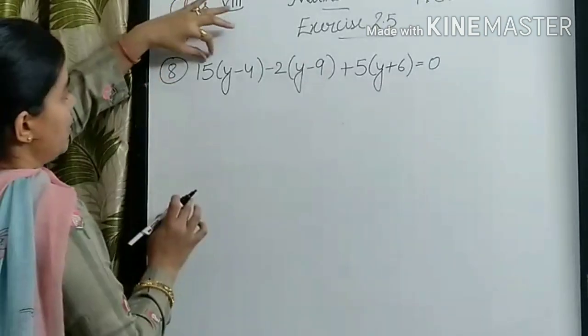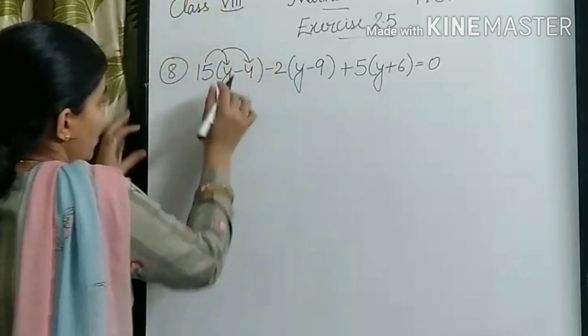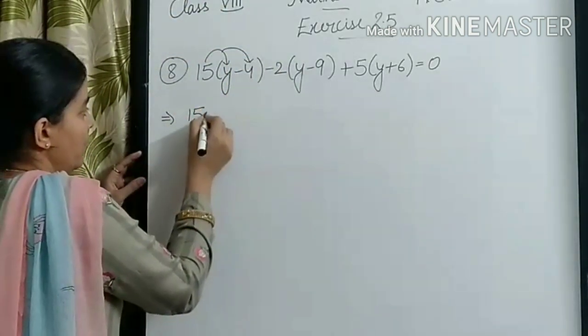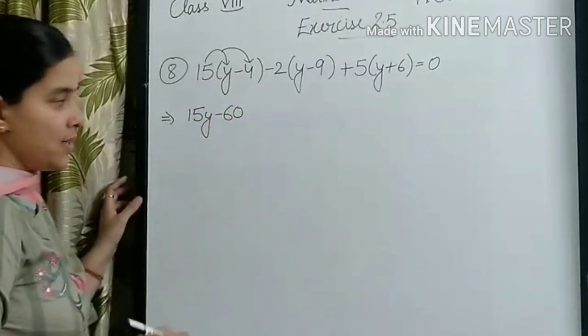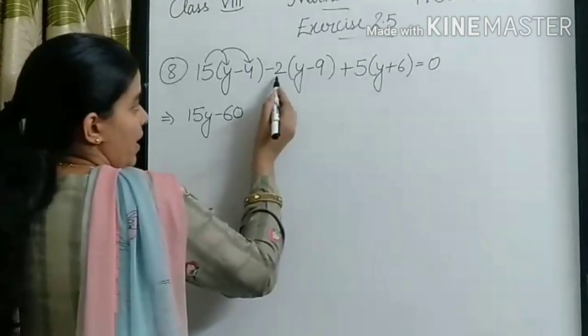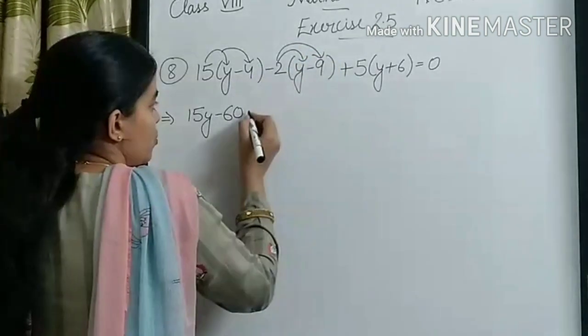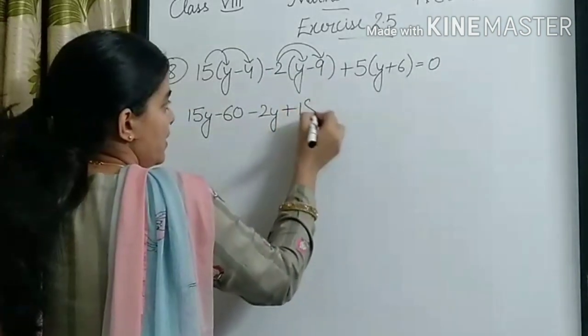How will we start? First you will multiply 15 with y, then minus 4. So it will come 15y, 15 4s are 60, minus 60. Now here you have to multiply with minus 2, both the terms. Minus 2y, minus minus plus 18.